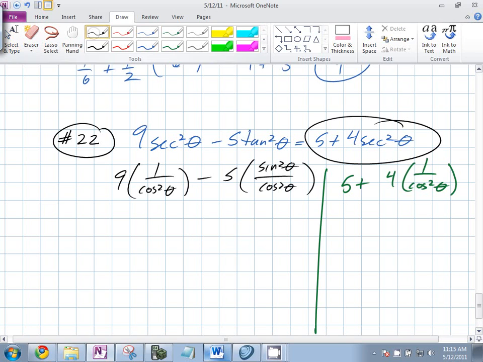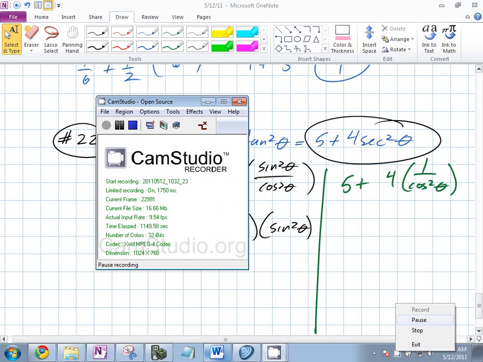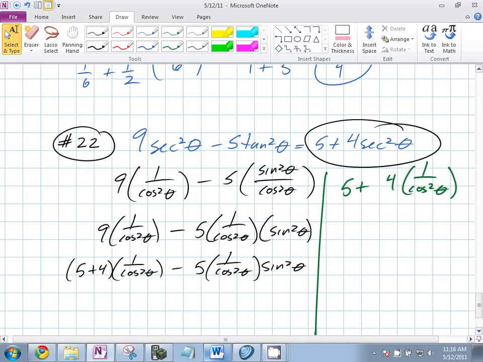So you want to do 9 times 1 over cosine squared theta, minus 5 times 1 over cosine squared theta times sine squared theta. Yep, and then just distribute. What's 9 minus 5? Careful, you're almost there. 4. So you're almost to where you want to be. Hold on, we're going to go with what Justin's saying first. Still using the distributive property, so distribute now.